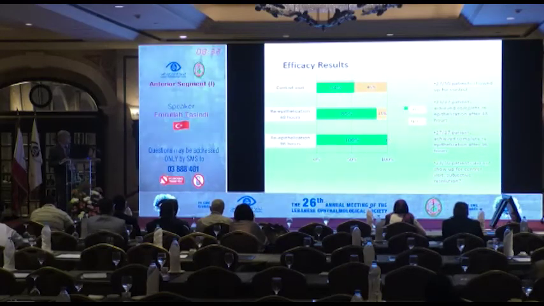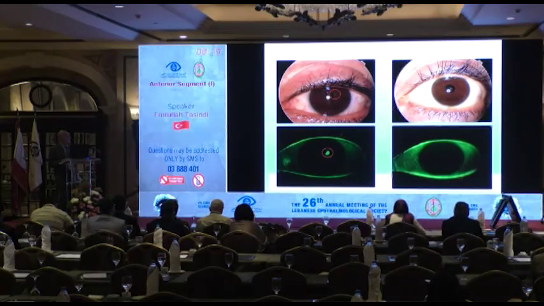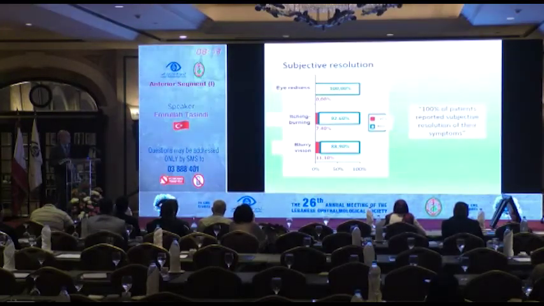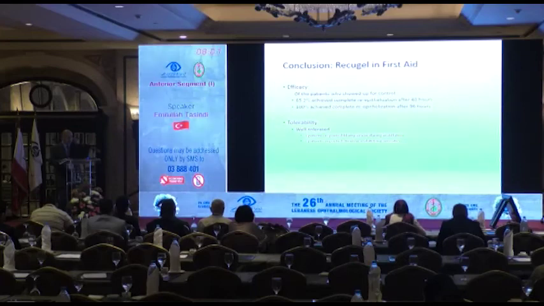Re-epithelization occurred in 85% in 48 hours, and was complete at 96 hours. All these patients achieved complete re-epithelization. When we look at the biomicroscopic changes of the cornea, we see re-epithelization in a very short time. Also, subjective symptoms such as eye redness, itching, burning and blurry vision lowered in a very short time with the use of Recogel corneal.